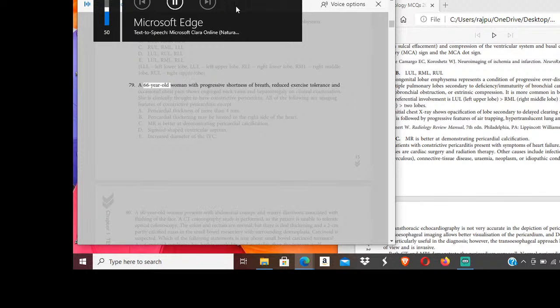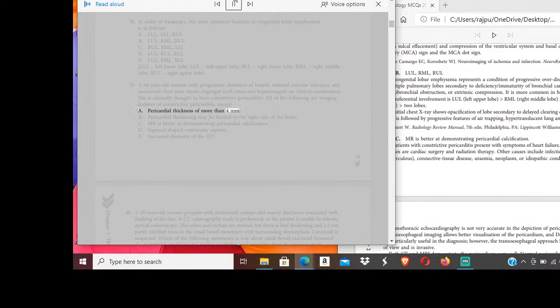79. A 66-year-old woman with progressive shortness of breath, reduced exercise tolerance and occasional chest pain shows engorged neck veins and hepatomegaly on clinical examination. She is clinically thought to have constrictive pericarditis. All of the following are imaging features of constrictive pericarditis, except: A. Pericardial thickness of more than 4 millimeters. B.